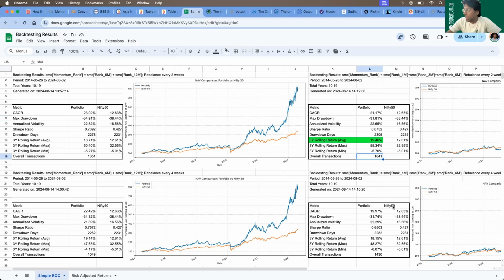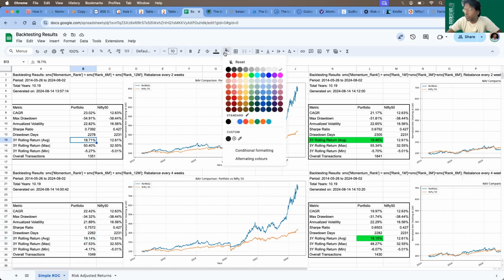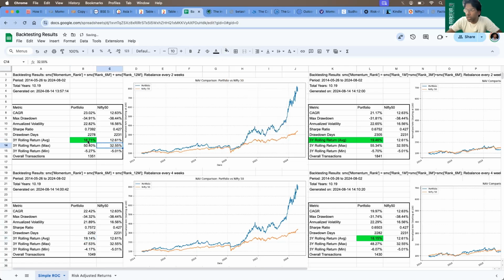Whereas a 1-3-6 month strategy, if you rebalance monthly, has overall transactions of 1430 over the last 10 years and average rolling returns of around 18.15%. This is the Nifty benchmark just to compare. And you can also compare it with the Nifty 200 and Nifty 200 Momentum 30. That data I'll show maybe in the Sunday video. And this is 6 and 12 month, rebalanced every 2 weeks. This has an average rolling return of around 18.71%, but with a lesser number of transactions, 1351.